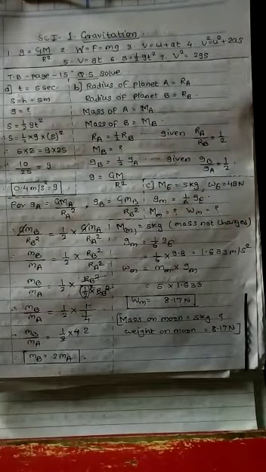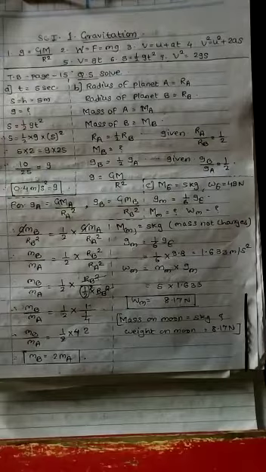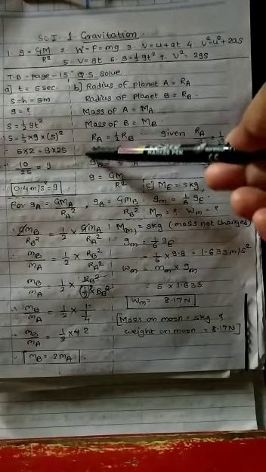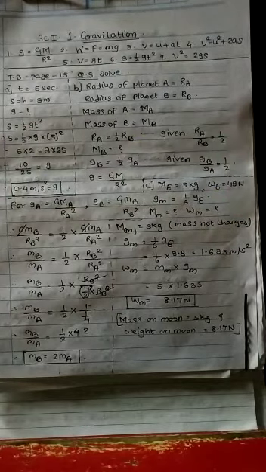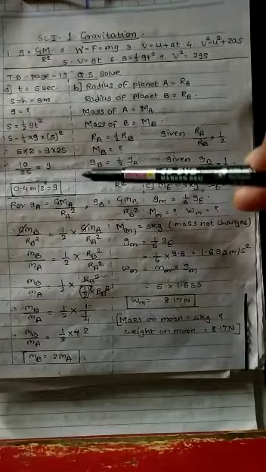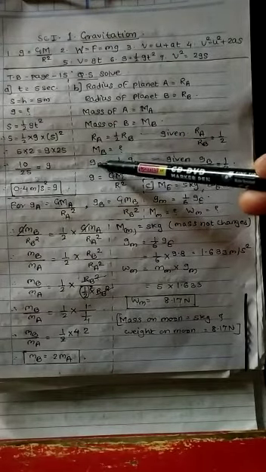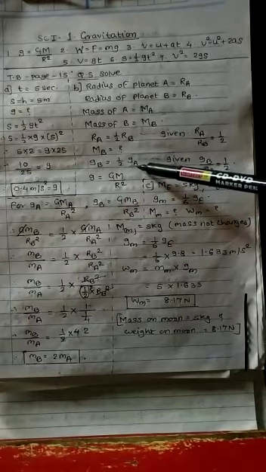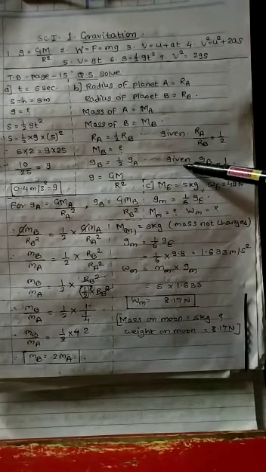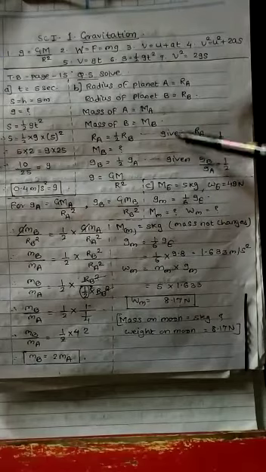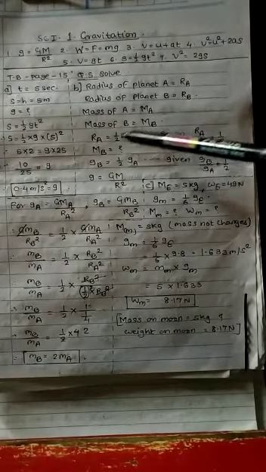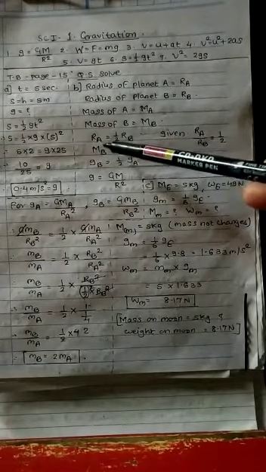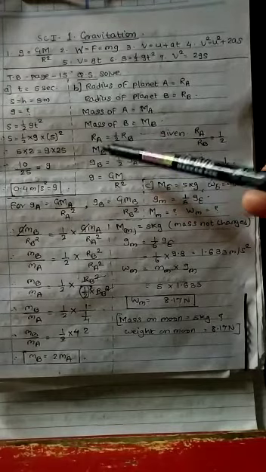What must be the mass of B so that the value of g on B is half that of its value on A? What is the meaning of that? The value of g on B is half the value of g on A. This is also given. So these two things are given already in that sum, and here we find out MB, that is the mass of B.